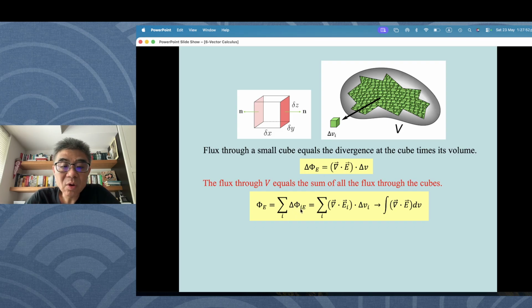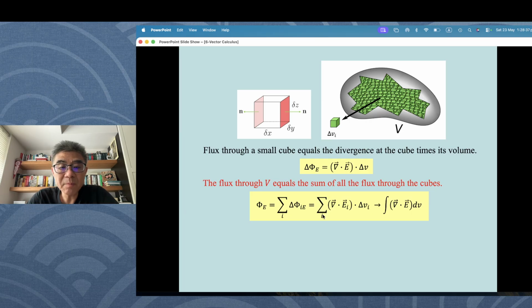So for the small ith cube, the electric flux we designate as delta phi_i, and we sum over all i. However, delta phi we already know how to calculate because it's a small cube. Its electric flux through the small cube equals the divergence times its volume. So it is the divergence of E_i, times delta V_i.